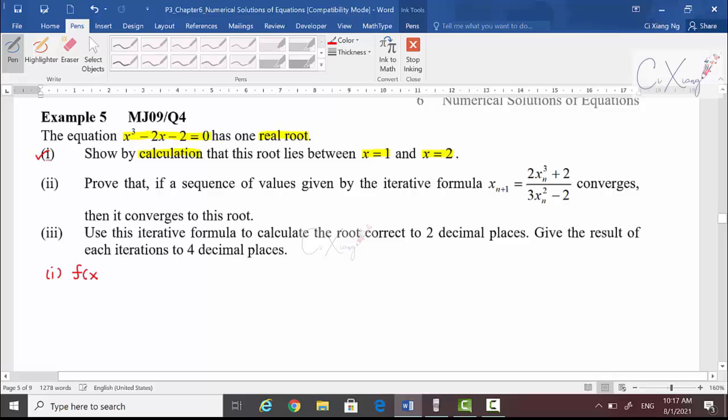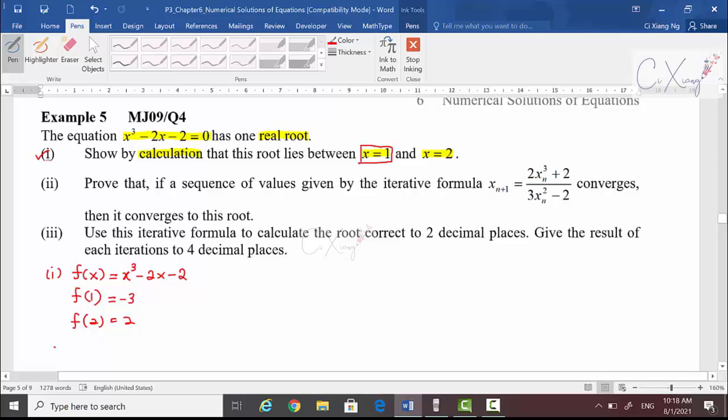So to use the sign change method, I need to let f(x) equal to the equation. That means I move my whole equation to one side and the other side becomes 0. Then they already give me the values to substitute, x equals 1 and x equals 2. So when I substitute 1 into the equation, I get -3. And when I substitute 2 into the equation, I get +2. So very obvious, I can see the sign change happens between f(1) and f(2).